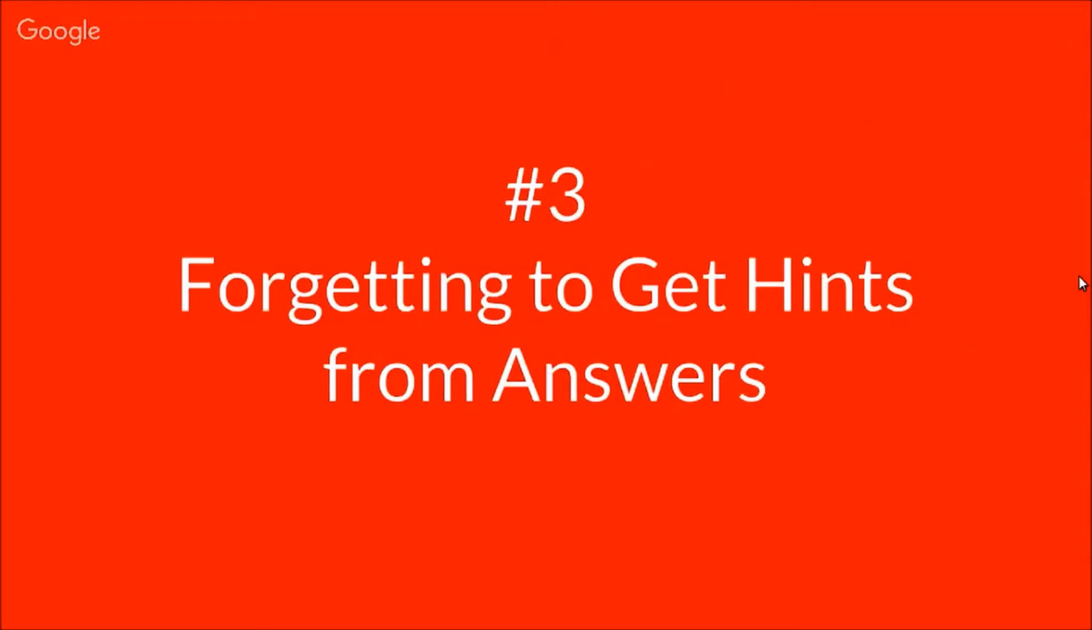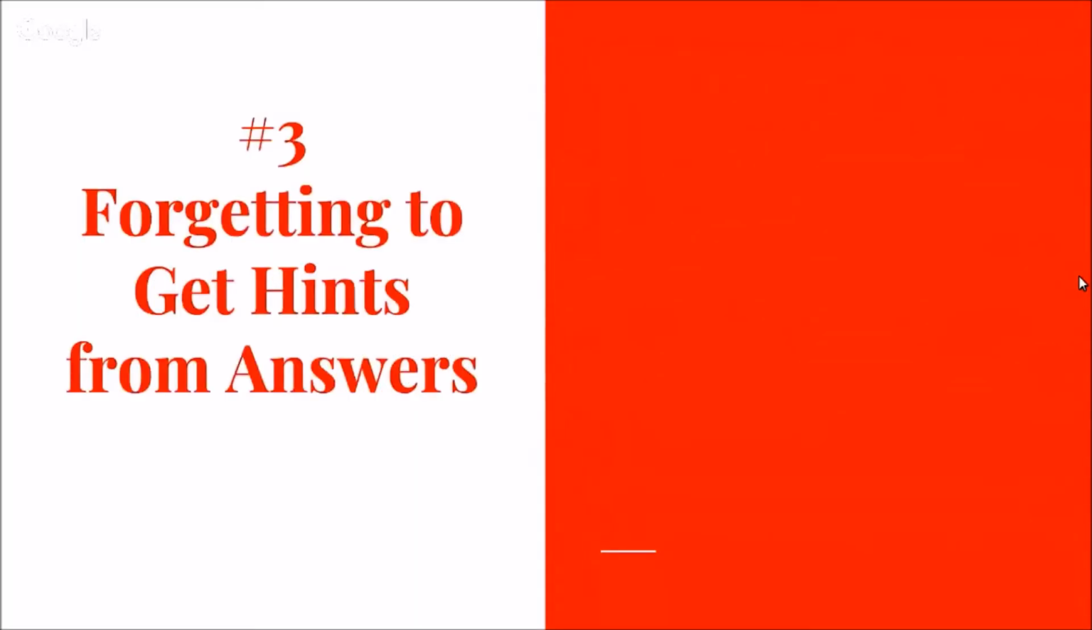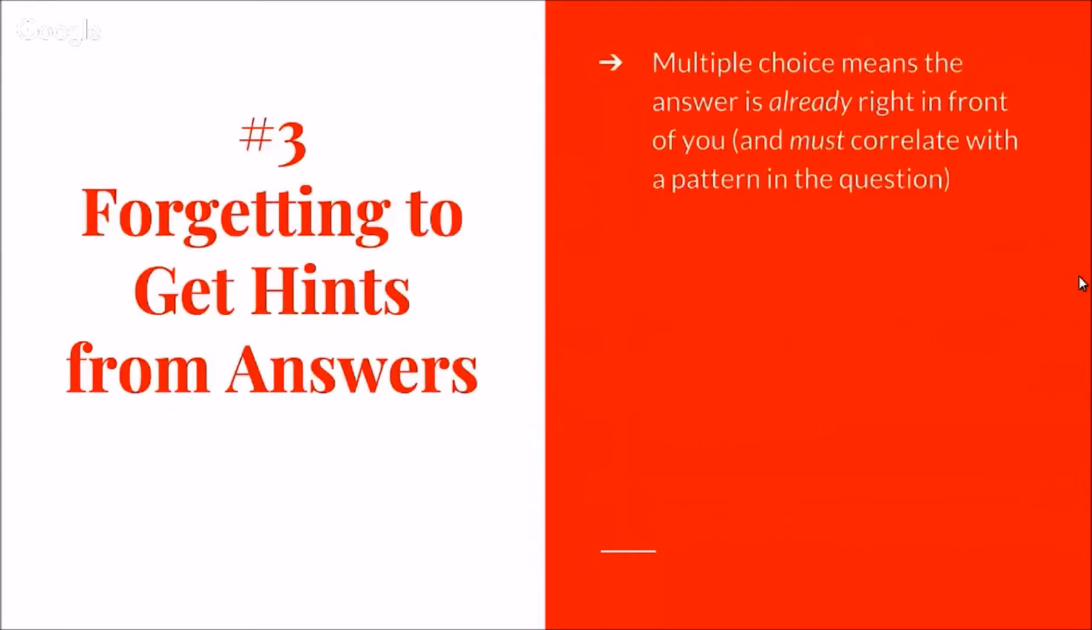Okay, on to number 3. So, forgetting to get hints from the answers, and it's sort of what I'm alluding to again, but this is a very, very common mistake as well. There's a tendency to try and solve these multiple choice questions as if the answer is not right there in front of you to begin with. And because the answer is right in front of you, it has to be one of those 4 answers and only one of those 4 answers. There's no interpretation involved. There's no subjectivity. The others are 100% wrong, and only one of them is 100% right, black and white.